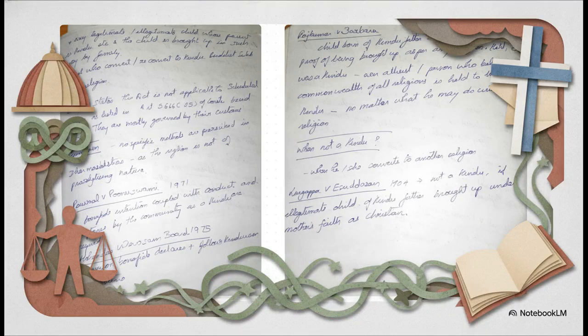This specific boundary is perfectly illustrated by the 1904 Lingappa versus Isudasan case regarding the upbringing exception. Here, an illegitimate child of a Hindu father was brought up entirely under the mother's Christian faith. Unlike that Rajkumar case earlier, where there was no religious upbringing proven, here the Christian upbringing was established as a fact. Because of that specific upbringing, the court held the child was legally not a Hindu.